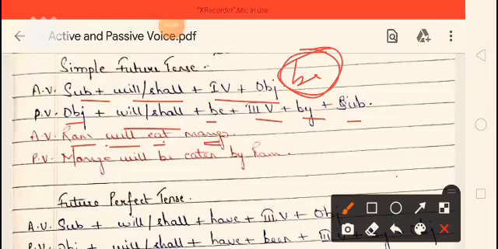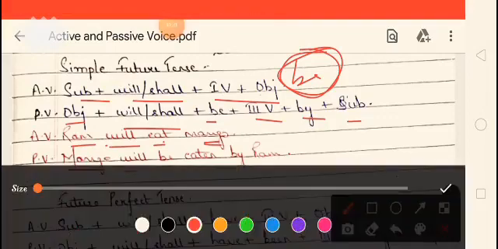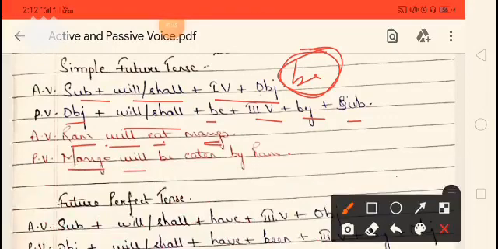When we convert into passive voice, mango will go in place of Ram. Then the helping verb will. Then I told you that be is used. Then the third form of the verb, that is eaten, by Ram. Okay.